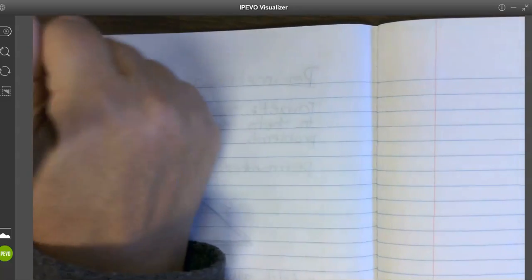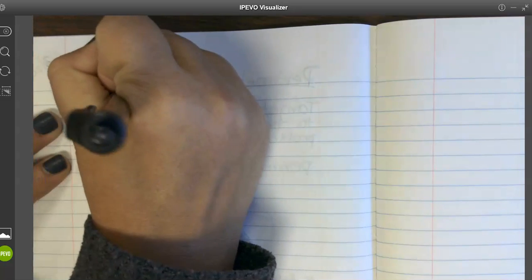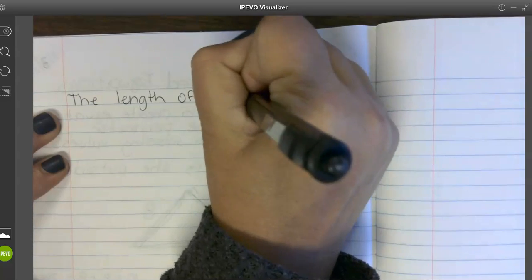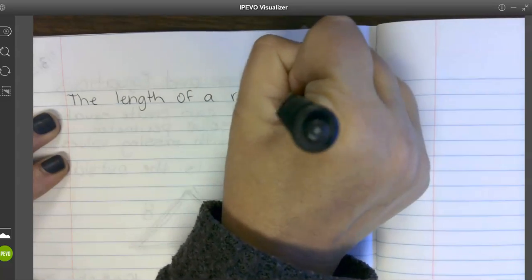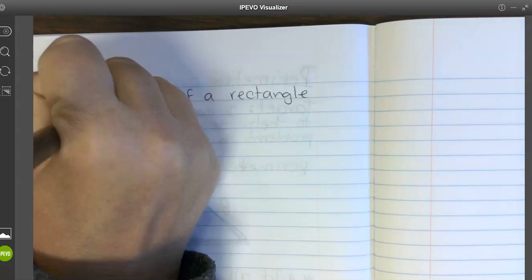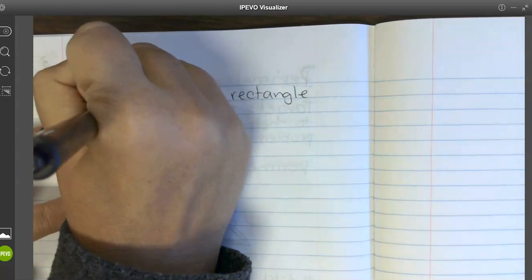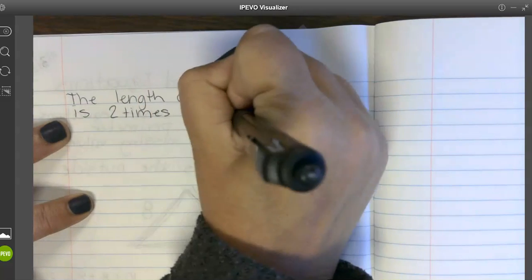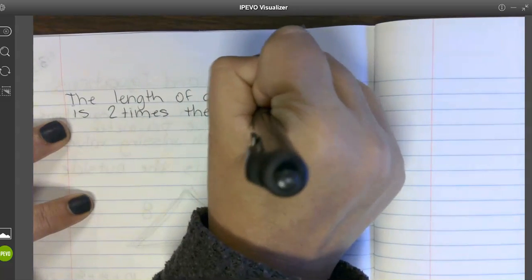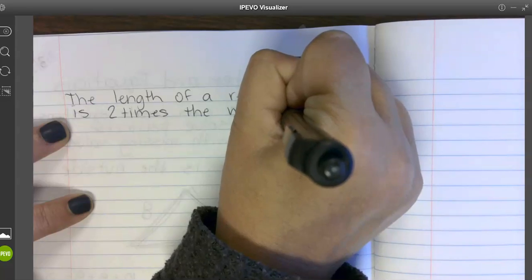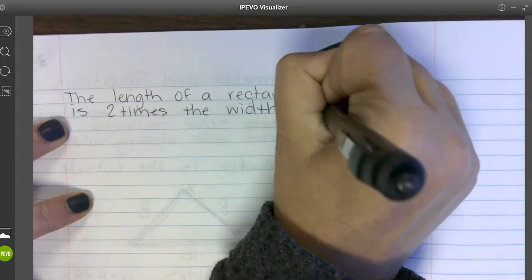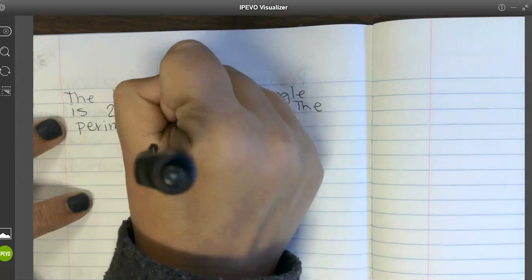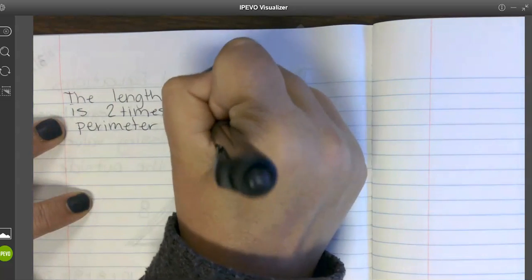Sometimes they might say the length of a rectangle is 2 times the width. The perimeter is 80.